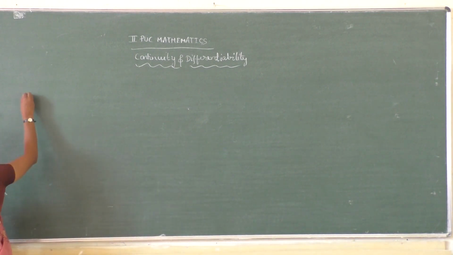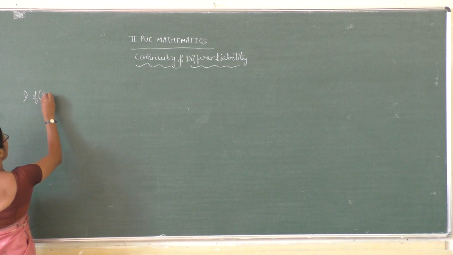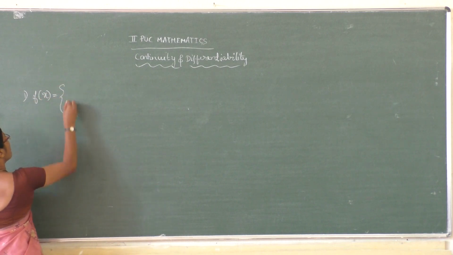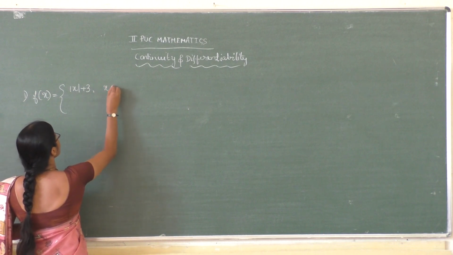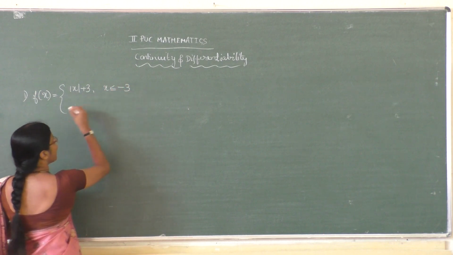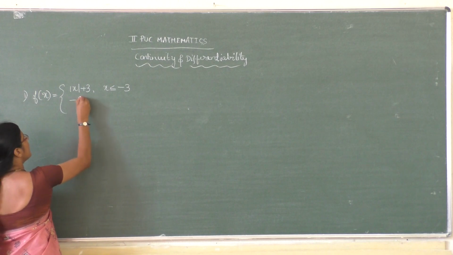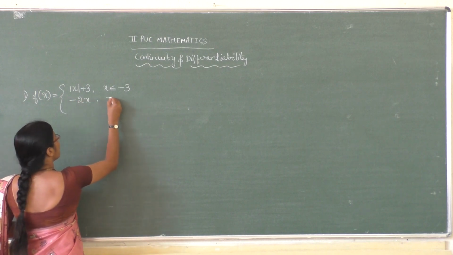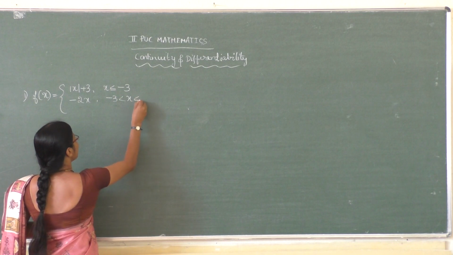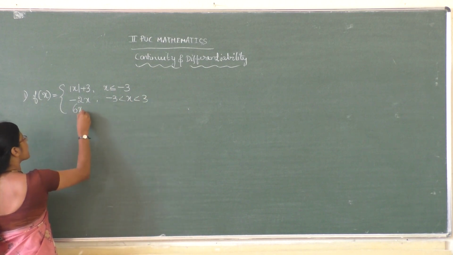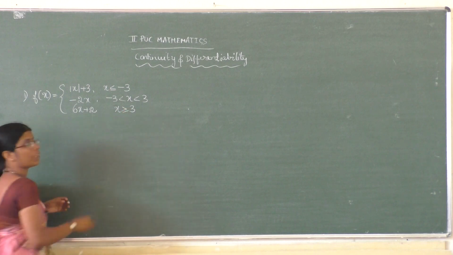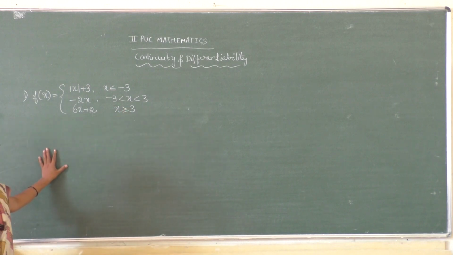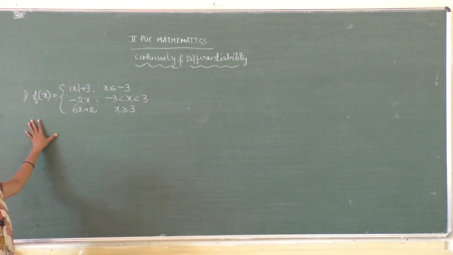Okay, so the first problem is: given f of x equal to modulus of x plus 3 if x is less than or equal to minus 3, then minus 2x if minus 3 less than x less than 3, and 6x plus 2 if x is greater than or equal to 3. We have to find the points of discontinuity for this particular function.